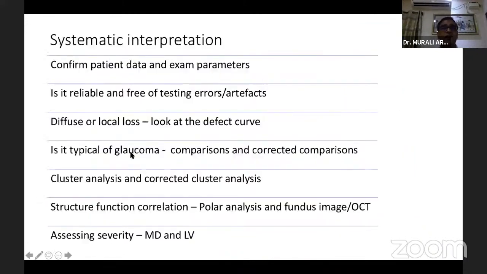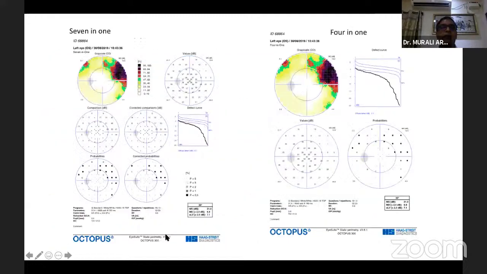Systematic interpretation: you confirm all the parameters, you check the reliability, you look for diffuse or focal loss, you look at is it typical for glaucoma, and you look at the cluster and corrected clusters, you look at the structure function correlation, clinically correlate the patient. You can also assess severity using the MD and the LV. So the 7-in-1 printout gives you a lot of information, a lot of parameters in one single printout.